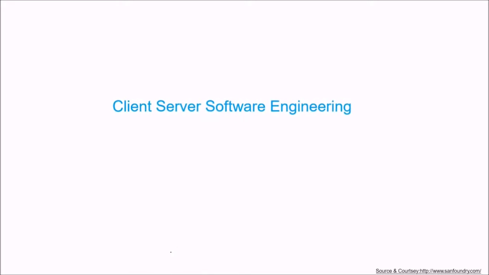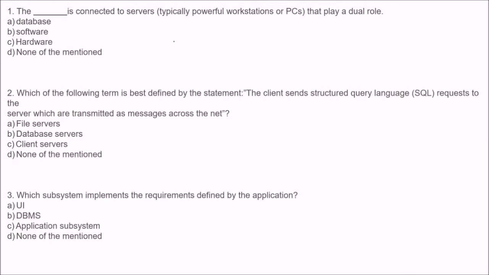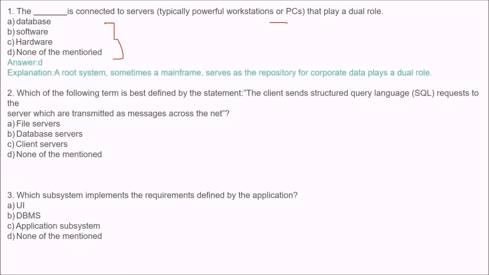Next is client-server software engineering. The dash is connected to servers, typically powerful workstations or PCs that play a dual role. What is connected to servers that play a dual role? The answer is none of the mentioned. The root system, sometimes a mainframe, serves as the repository for corporate data. It plays a dual role.